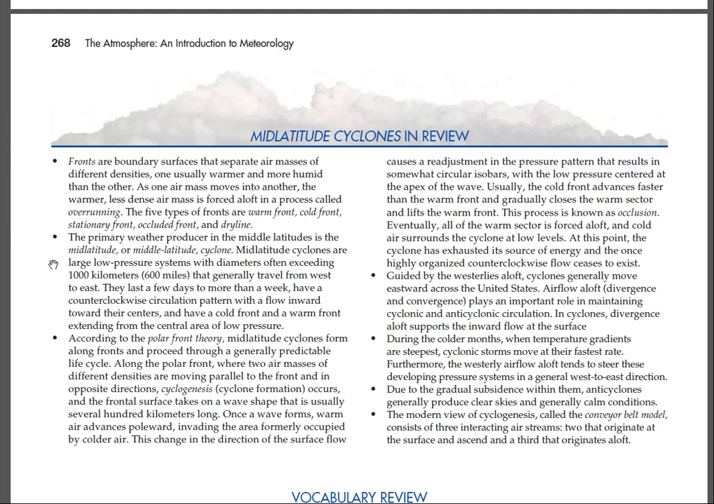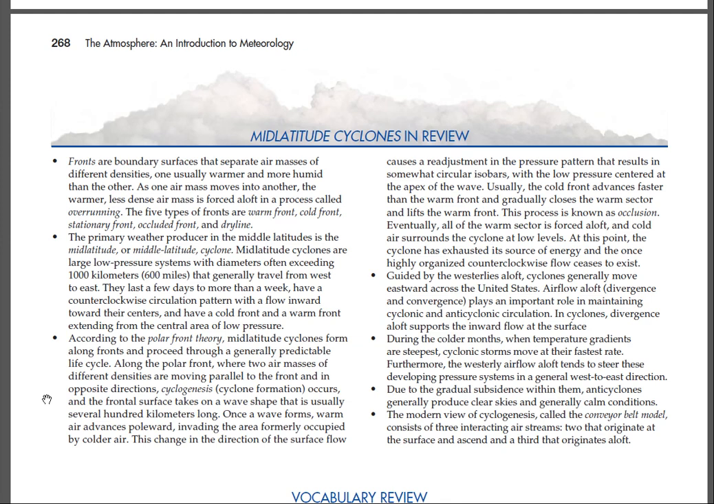According to the polar front theory, mid-latitude cyclones form along fronts and proceed through a generally predictable life cycle. Along the polar front, where two air masses of different densities are moving parallel to the front and in opposite directions, cyclogenesis, cyclone formation, occurs, and the frontal surface takes on a wave shape that is usually several hundred kilometers long.